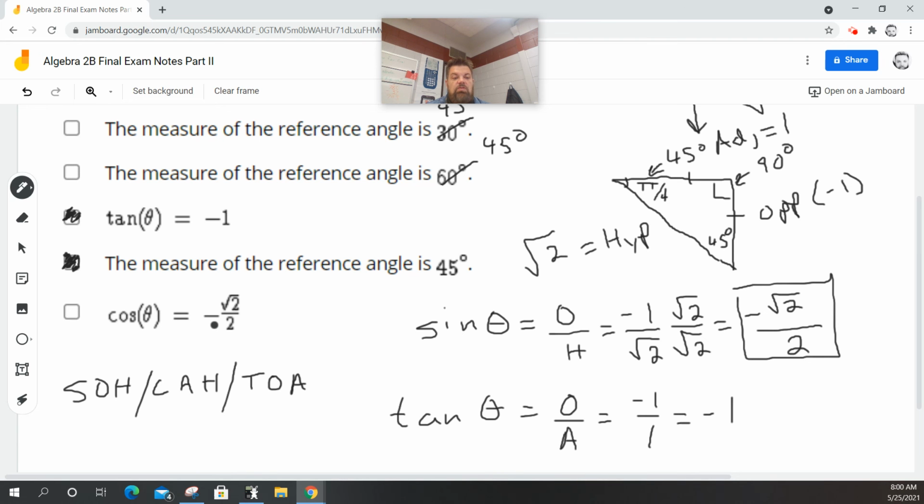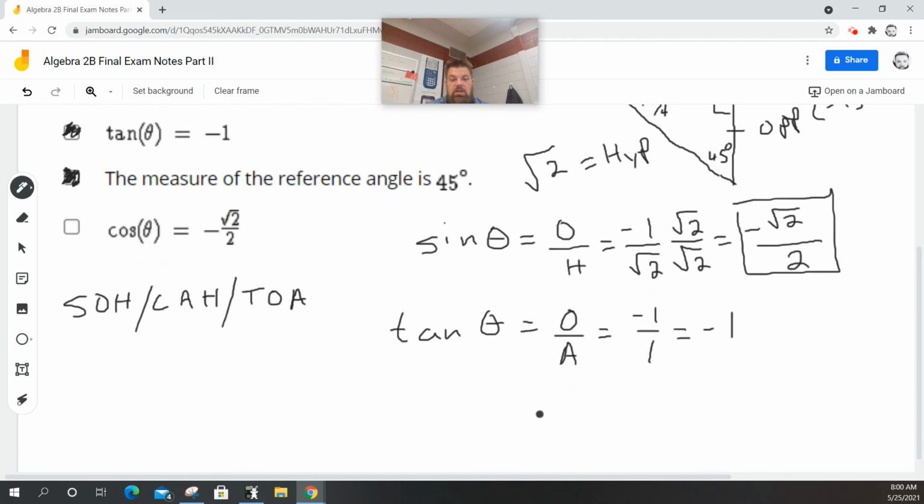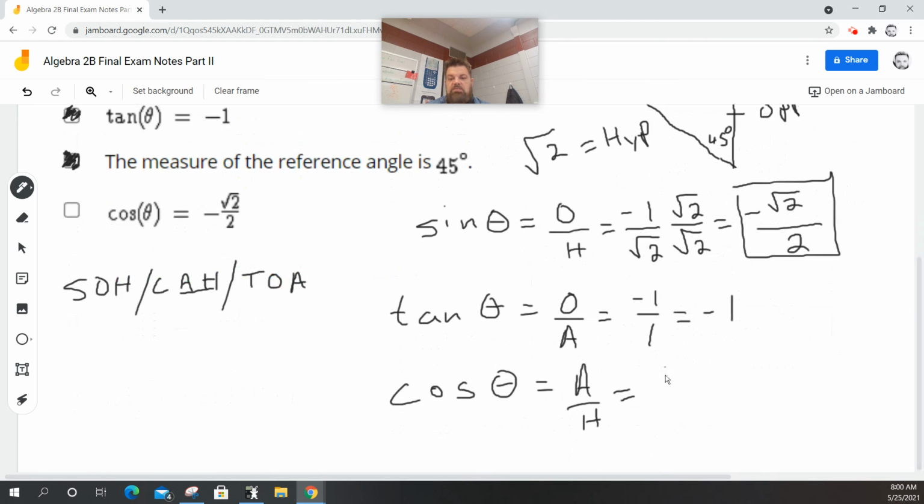Cosine is -√2 over 2. Let's see. So cosine is the adjacent over the hypotenuse. The adjacent was +1 over the square root of 2. Can't leave a radical in the denominator, so we're going to rationalize it by multiplying the fraction by the square root of 2 over the square root of 2, which gives me +√2 over 2. So that's not right either.